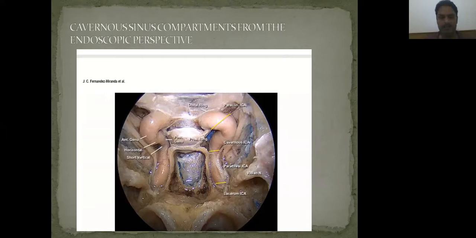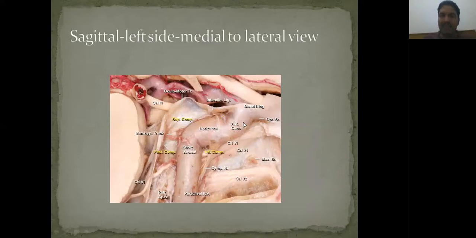So this is actually a sagittal view of the left side. We are looking from medial to lateral aspect. So this is the left side carotid artery. This is the paraclival carotid artery. You are seeing the Dorello's canal here, the sixth cranial nerve.